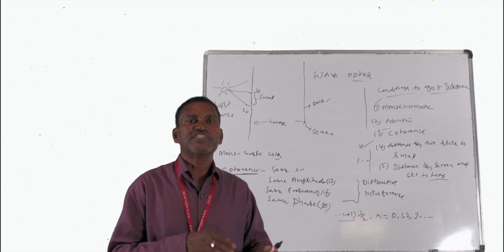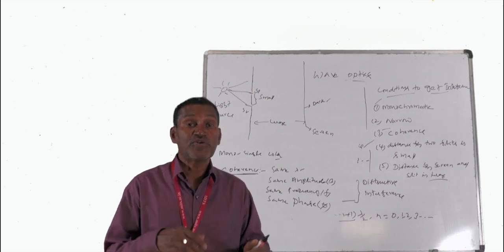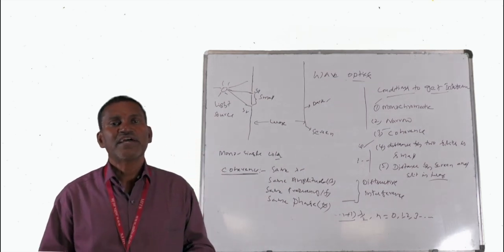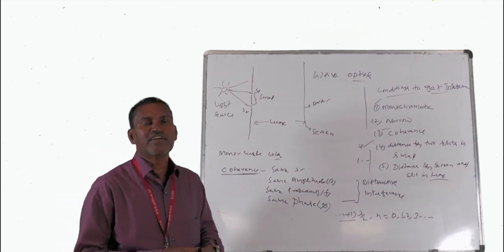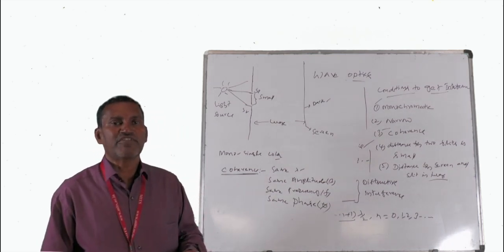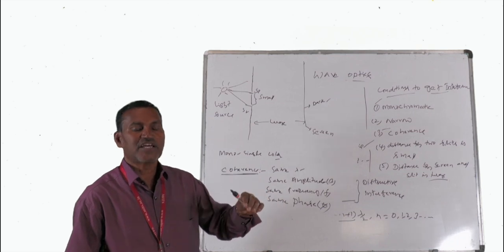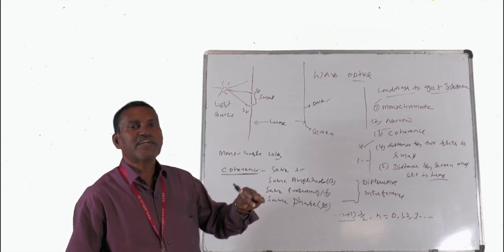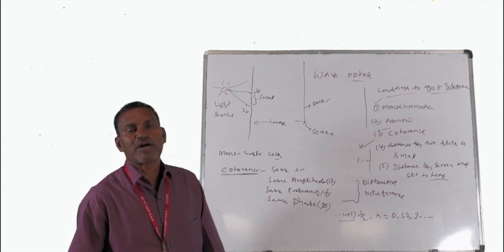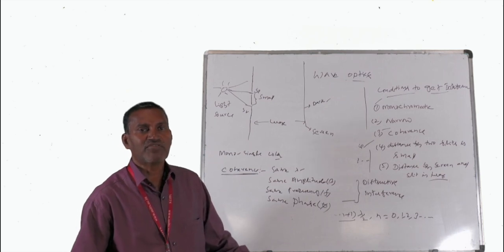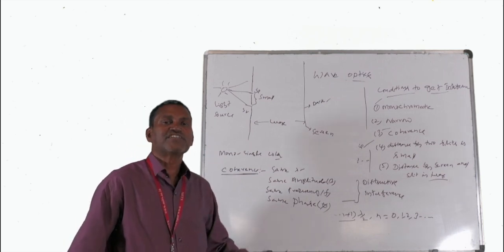Transfer of energy from one place to another place without transferring the material is called a wave. In the case of longitudinal waves, the particles vibrate parallel to the direction of wave propagation. Then it is called a longitudinal wave.